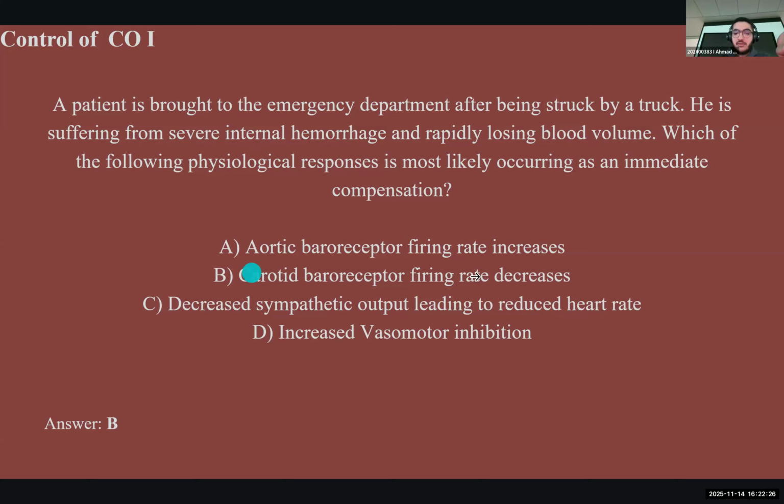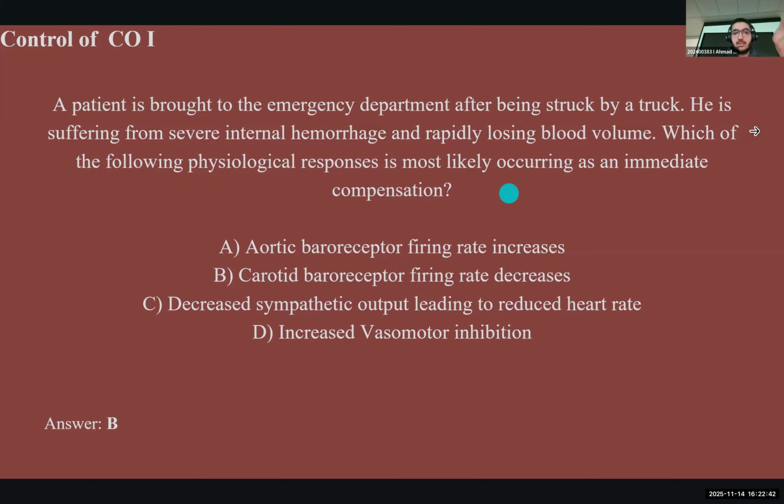So, we could stop at the firing rate, but if the question asks for more details, we could say that it increases sympathetic or decreases parasympathetic. Okay, so the answer here is B. Let's say B. Yes, exactly.